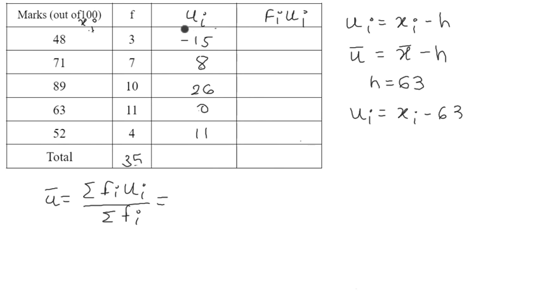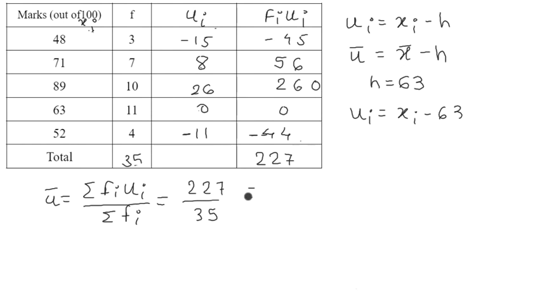So what is fi into ui? That is minus 45, 56, 10 into 26, that is 260, 0 and 44. This is minus 11, so minus 44. So the summation is nothing but 227. So 227 divided by 35. So we got the answer, that is 6.485714. So is this the final answer?